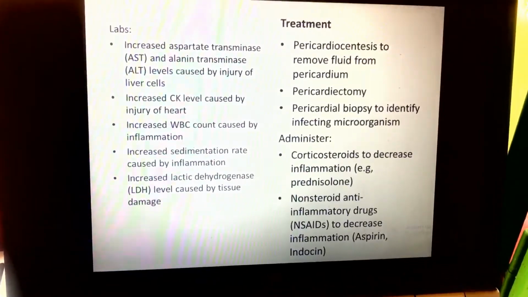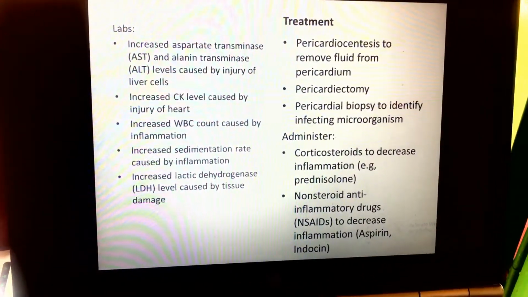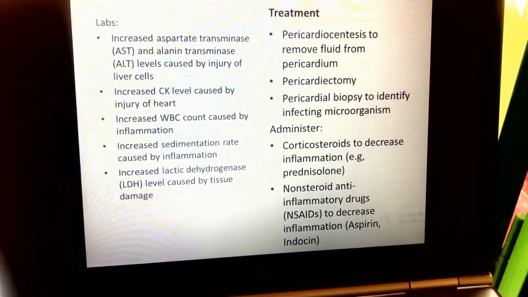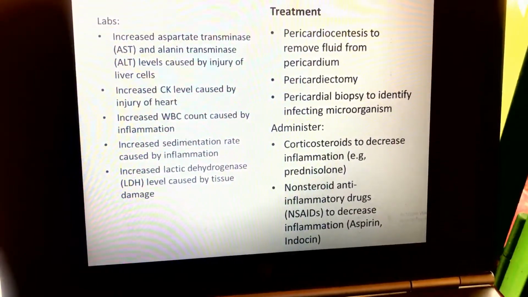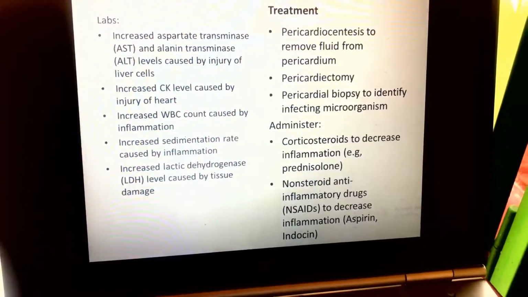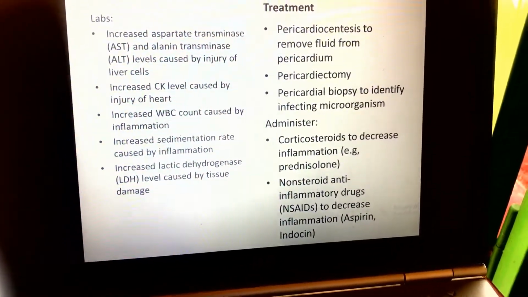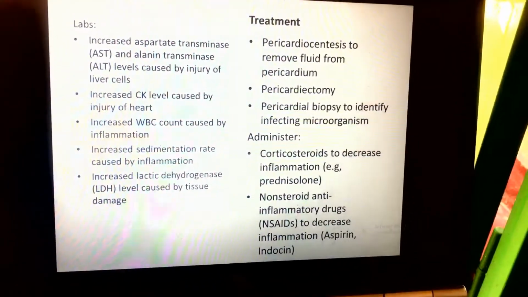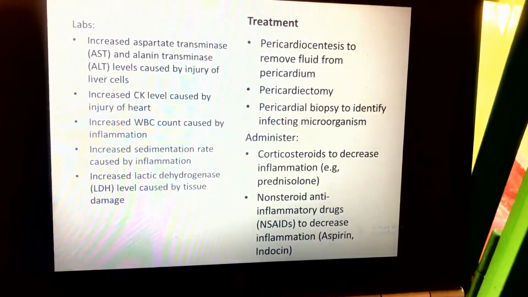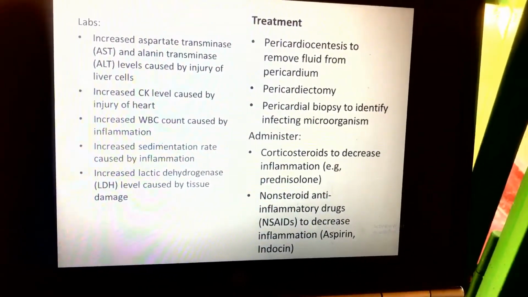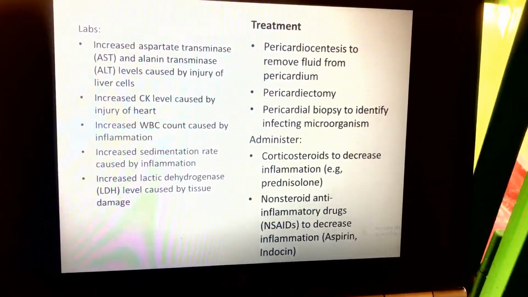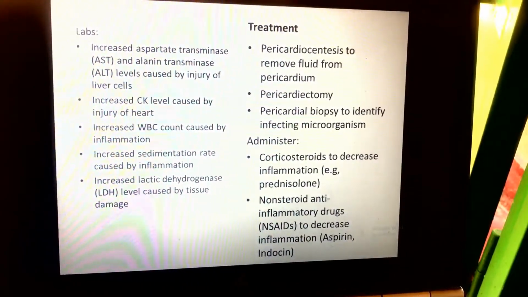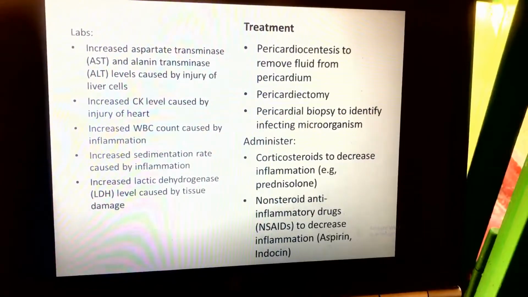What are the laboratory tests for pericarditis? Now, we will find increased aspartate transaminase and alanine transaminase. This level is caused by injury of the liver cells. Aspartate transaminase and alanine transaminase are the liver enzymes that allow us to detect if the liver functions well. We will have increases in CK level caused by injury of the heart, increased white blood cell count caused by inflammation, increased sedimentation rate caused by inflammation, and increased lactic dehydrogenase level caused by tissue damage.